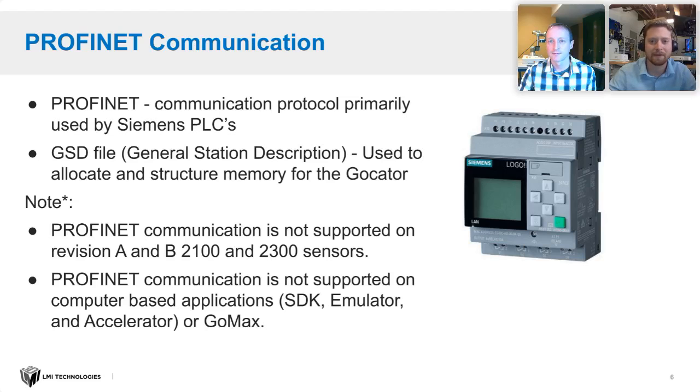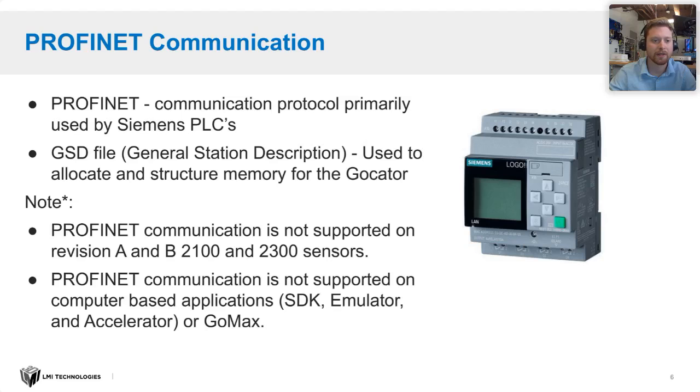Awesome, thanks, Mike. All right, so I'm going to be taking the Siemens PLCs. I'm going to be showing a demo on it, and for that, we're going to be using the Profinet protocol instead of the EIP protocol. Very similar to the EDS file, they have a GSD file, which stands for general station description, and does something very similar. It's used to allocate the memory to the PLC for the Gocator. The difference is that it's not going to populate any tags for you, but I'll show you how you can make your own tags to access the memory locations.